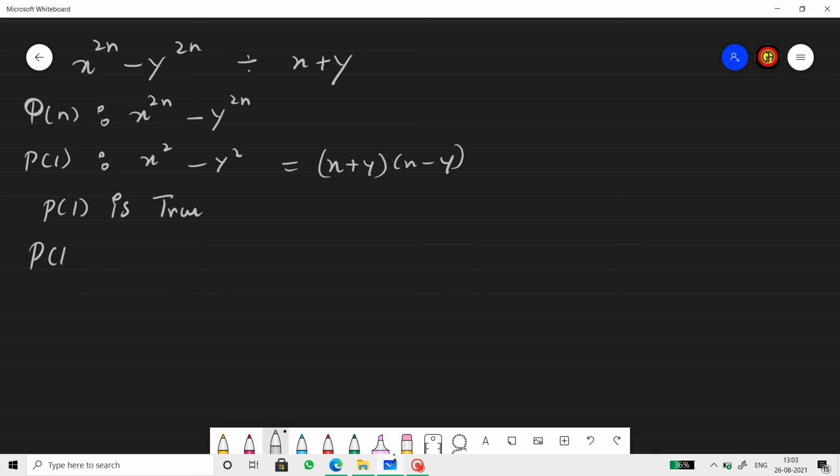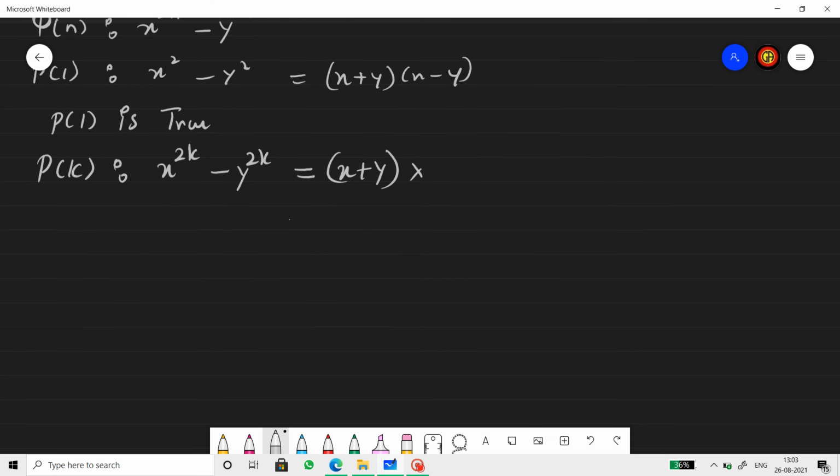Now let us do P of k. P of k will be x to the power of 2k minus y to the power of 2k. We generally assume P of k as true. So x to the power of 2k minus y to the power of 2k equals x plus y into lambda. Simple fact, dividend equal to divisor into quotient. Remainder 0. Now let's take k plus 1. So P of k plus 1 will be x to the power of 2 times k plus 1 minus y to the power of 2 times k plus 1. Since k is assumed as true, k plus 1 also has to be true. Correct? Now, for that, we have to involve the k statement.